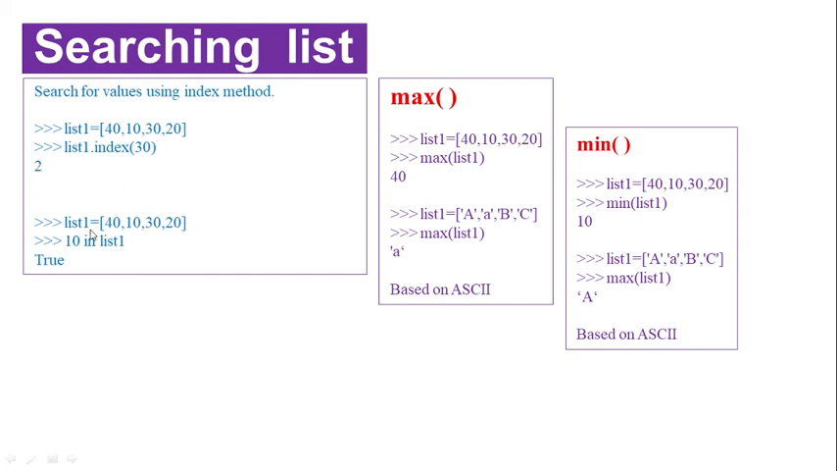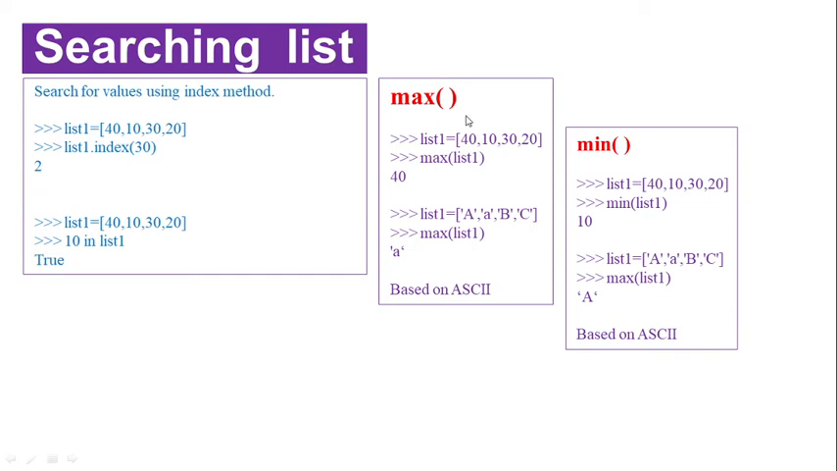Then 10 in list 1, with list 1 being 40, 10, 30, 20, it's true. 10 is present in list 1 and we know it is at the index 1. So there are 2 possibilities, successful searching and unsuccessful searching. If you are searching for 50, it will not be an error actually, it will be unsuccessful. Please don't call it an error, it is an unsuccessful search because the element is not present in the list. Then we have max and min.